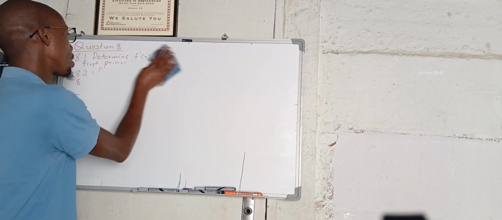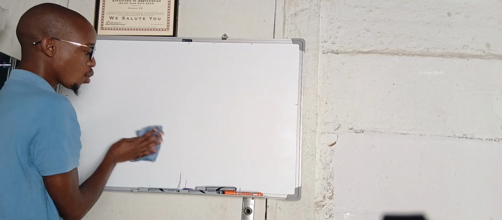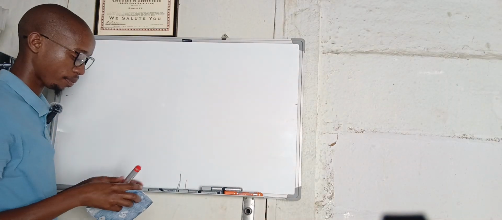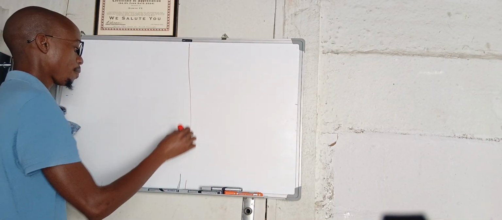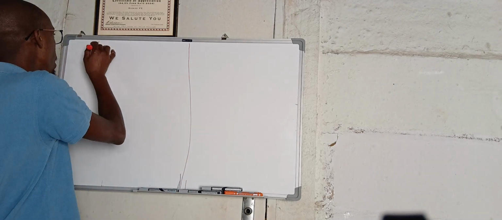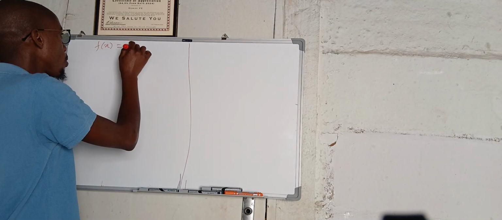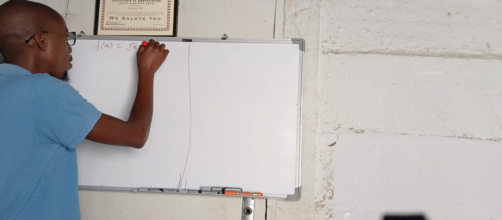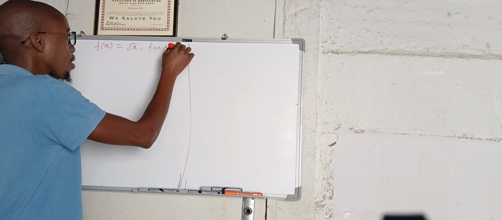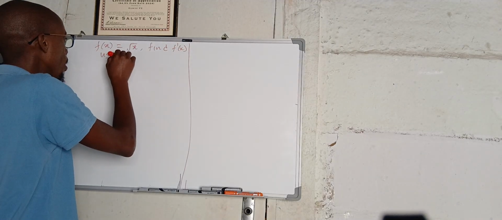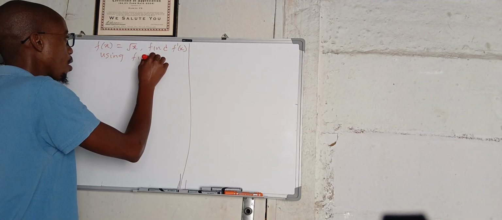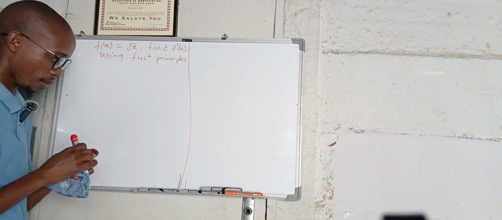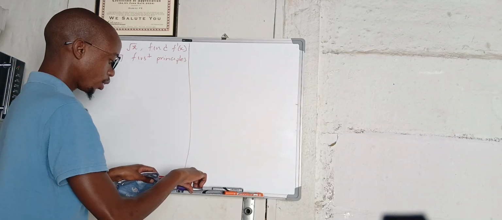Now let me do my kicker question, the one that I know they might not ask, I think, but better prepared. If a question says f of x is equal to the square root of x, and then find f prime of x using first principles. Now let's check. I'm going to use a purple color now. I hope it is clear.